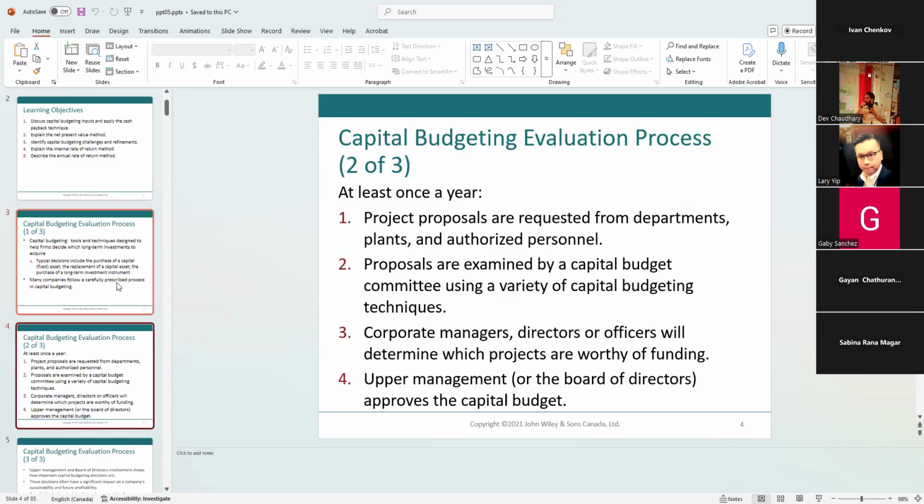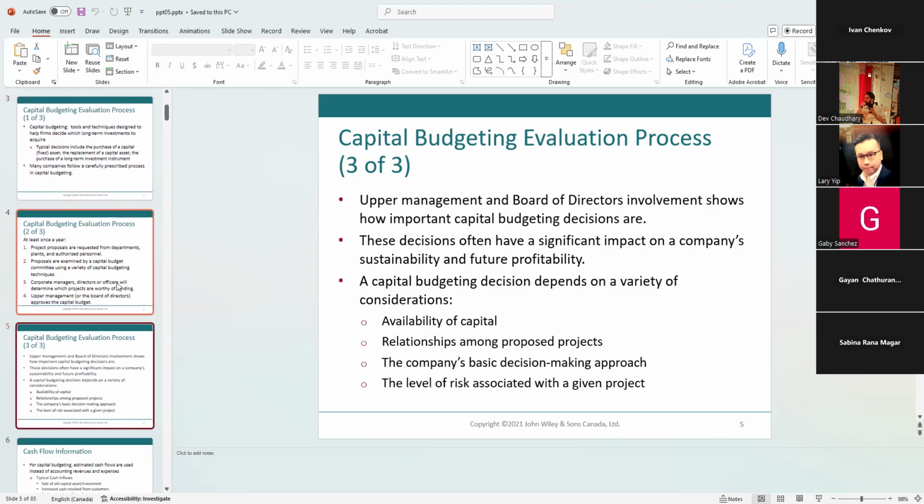So at least once a year, obviously, the company has to go through all the project proposals to examine the capital budget. Those have to be examined by the capital budget committee. Managers, directors and officers have to determine which projects are actually worth funding, and the upper management has to approve those capital budgets. So the company knows what they're purchasing, when they're purchasing, and how they're going to purchase it.